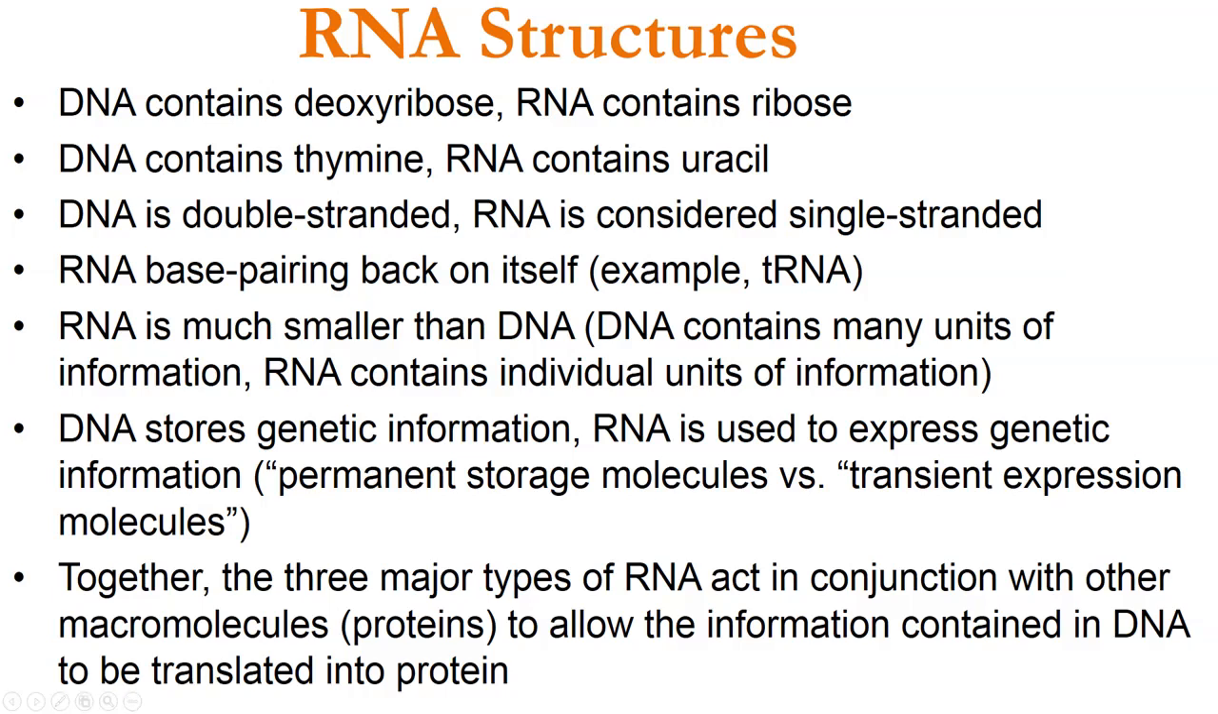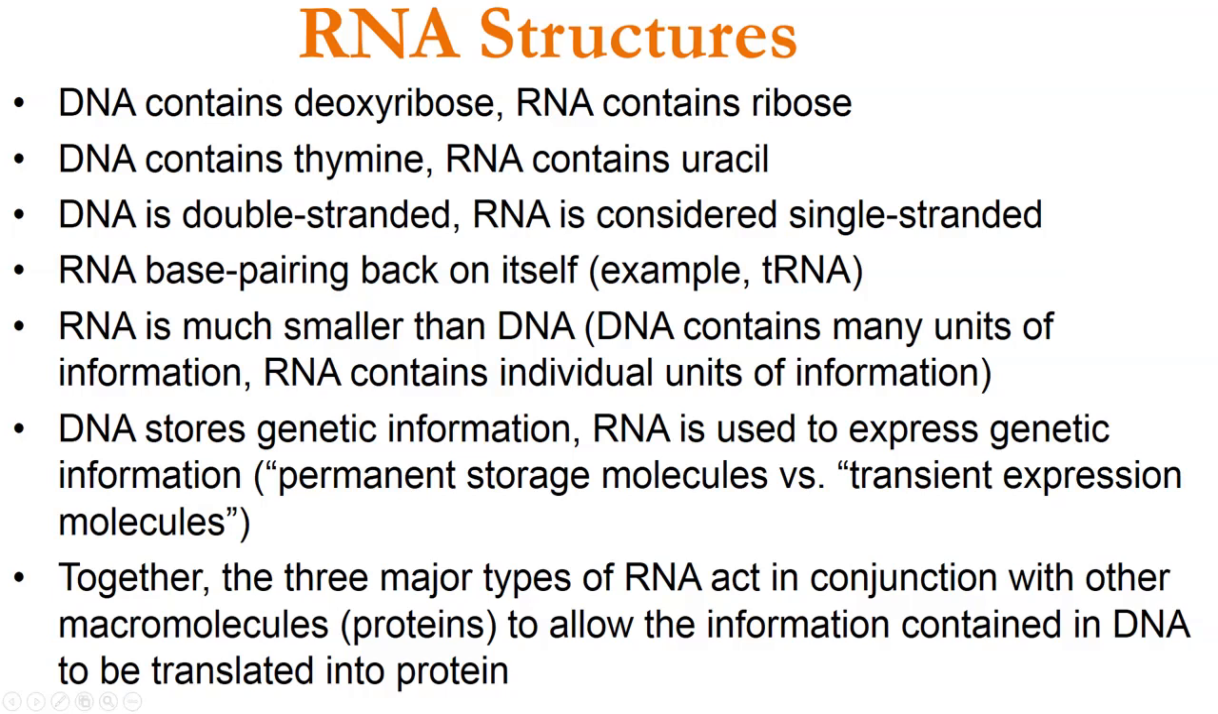So we already saw this. DNA contains deoxyribose and RNA contains ribose, so the sugar is a little different. DNA contains thymine and RNA contains uracil. So if you're looking for the complementary RNA, you have to remember RNA contains uracil instead of thymine, with one exception, which I'll talk about shortly.